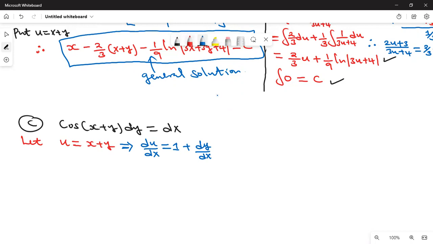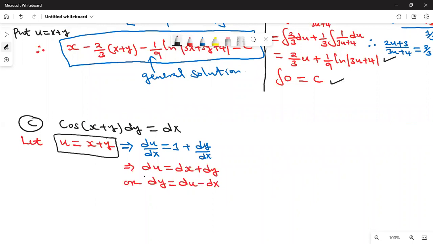If you cross multiply by dx, we are going to get du is equal to dx plus dy. Or if you make dy the subject, you are going to get du minus dx. So that's what we have. We are going to substitute this one and also replace dy. These are the substitutions.